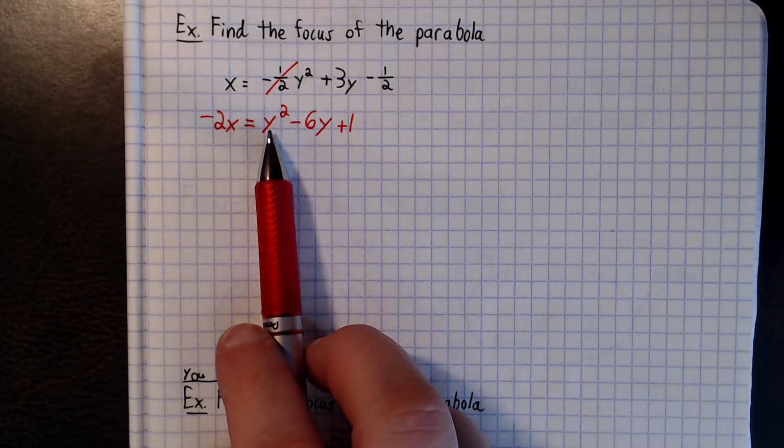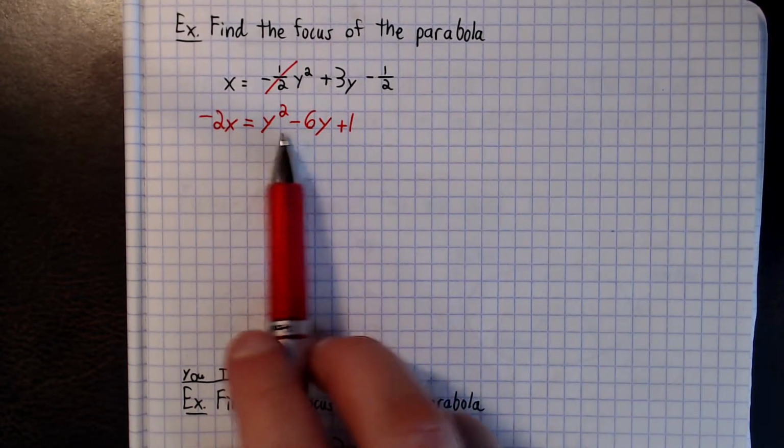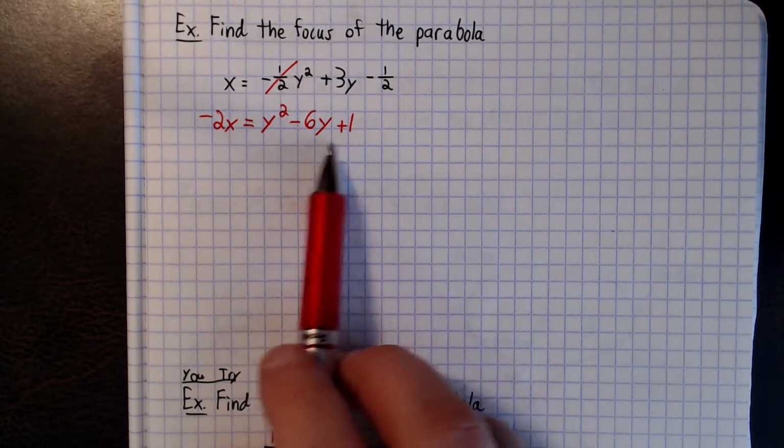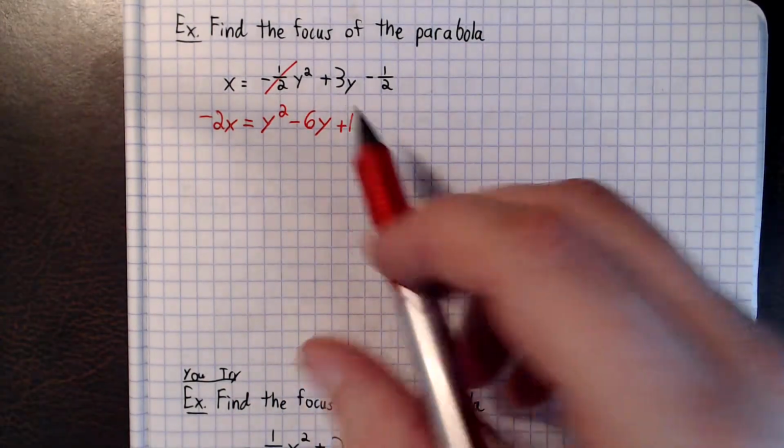Alright, now we want to start thinking about this. It's not quite the form that we want, right? We want this to be parentheses y plus or minus something, squared. So we've got to use completing the square.